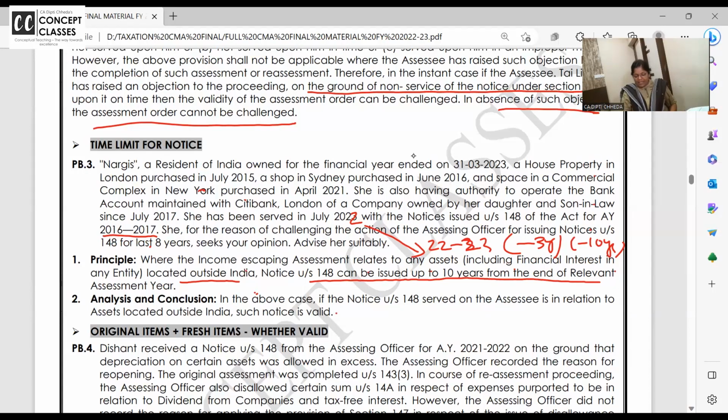In the above case, if the notice under 148 served on her is in relation to an asset located outside India, such a notice is valid. Take your time. I am explaining in my way, then I am reading word to word, and 2 minutes time I am giving you. Check the gist, so that you are able to write.